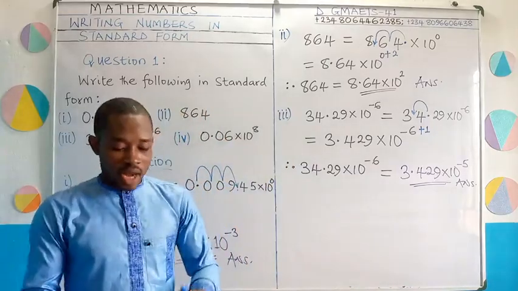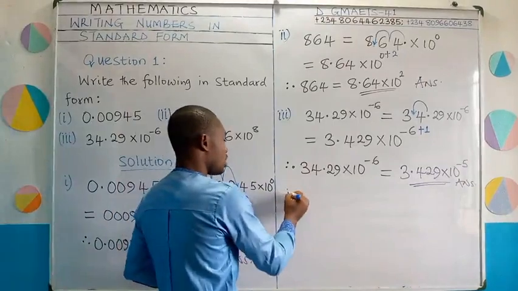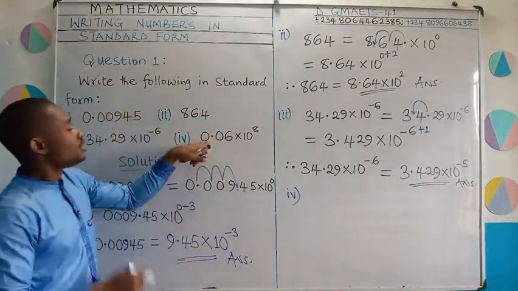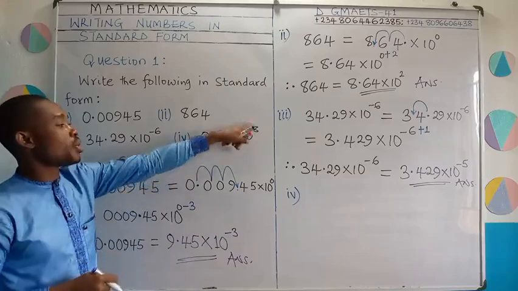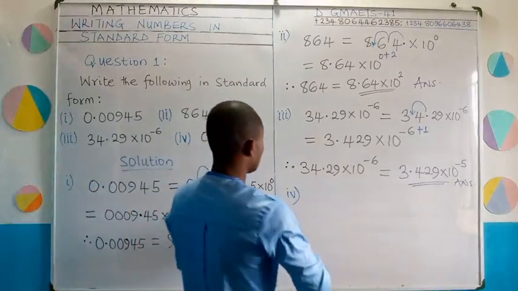We shall take our last question here now, IV. Alright, so we have that 0.06 times 10 raised to the power 8 should be written in standard form.